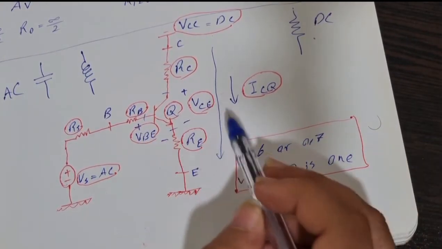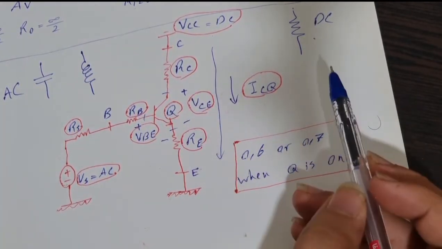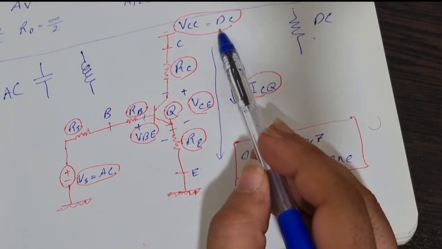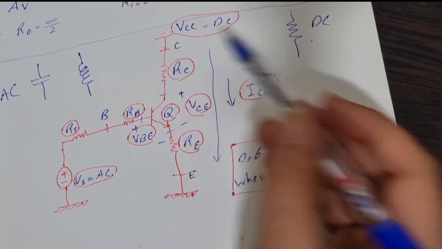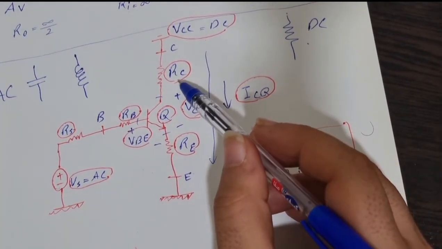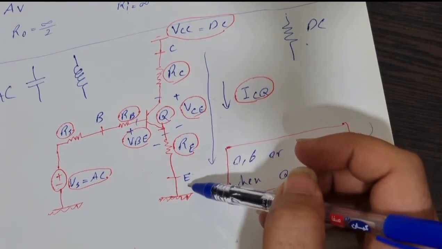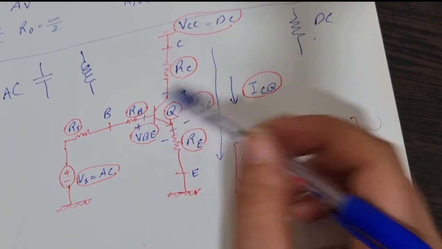And this is a transistor with all the DC elements and AC ones. As you can see, we have the DC voltage source. We're coming down, we see collector. This is the collector resistance. And we have the emitter with the emitter resistance. We also have base with base resistance.